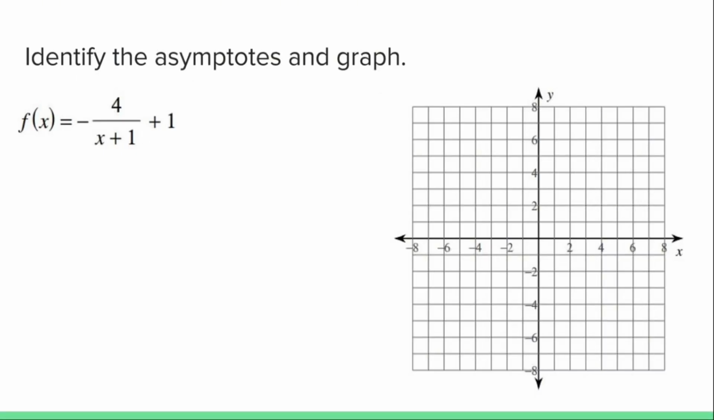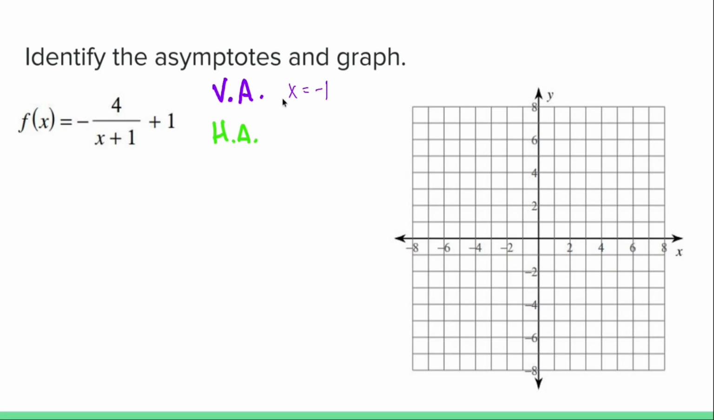Identify the asymptotes and graph. We're looking for two types of asymptotes. We're looking for vertical asymptotes and we're looking for horizontal asymptotes. Now, the vertical asymptote is going to happen at the number that makes my denominator here equal to 0. Now, if I were to plug in -1 for x, negative 1 would make the bottom here equal to 0 because I would get 4 over negative 1, and that's undefined.